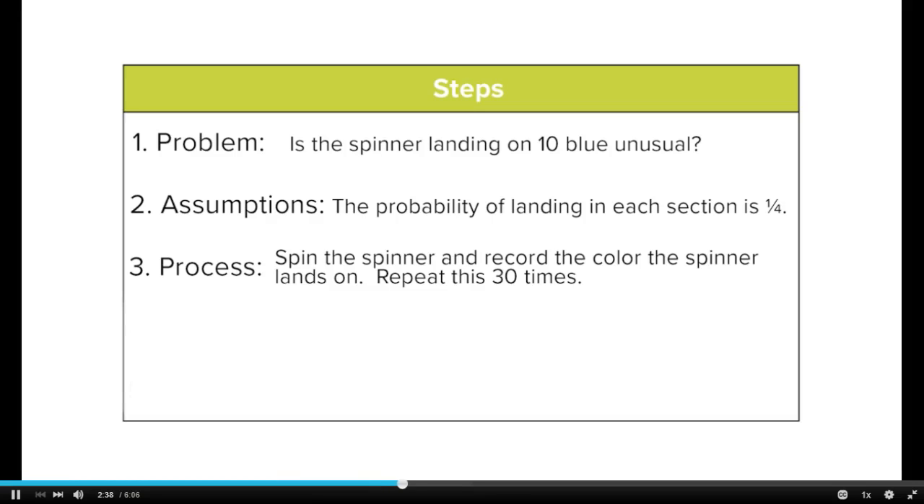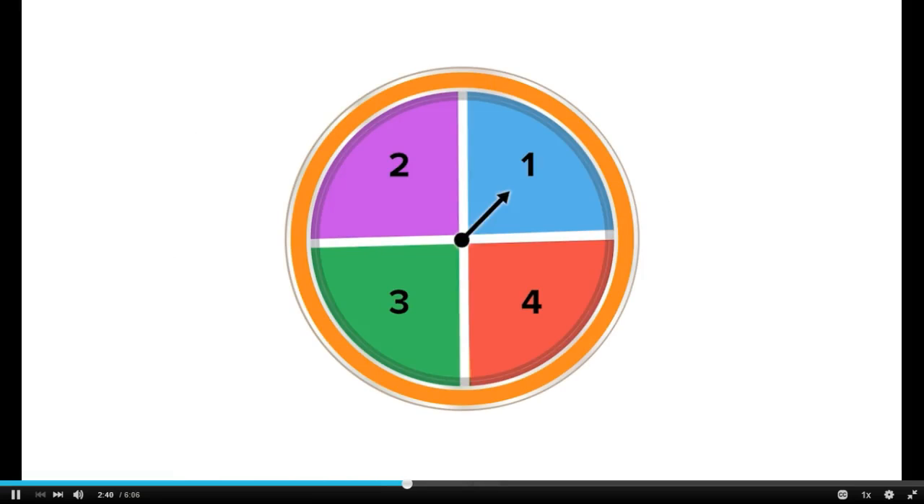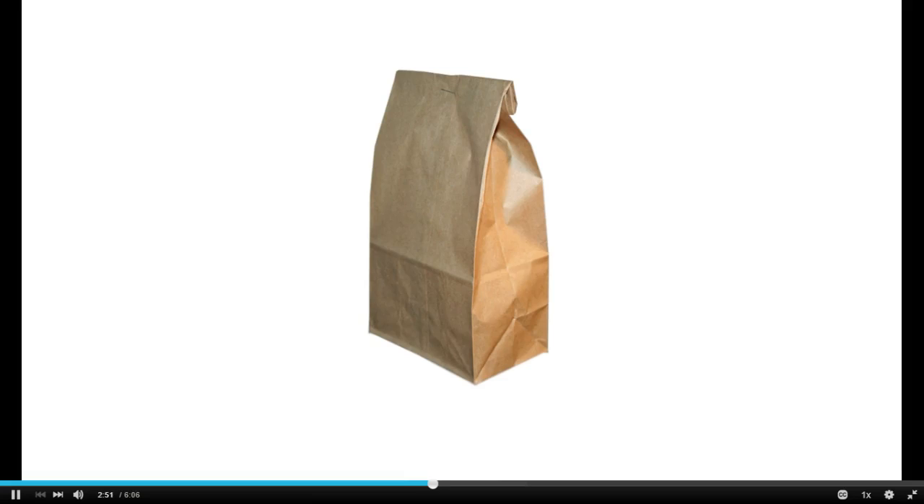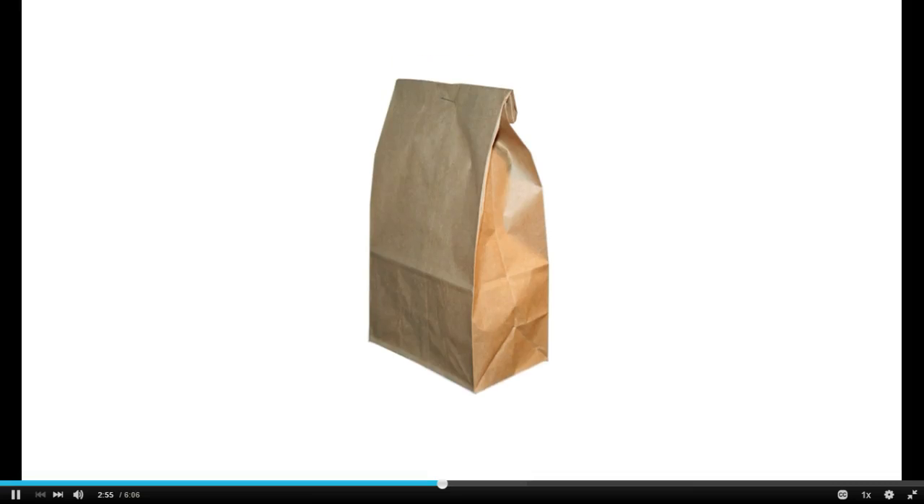Communicate how you are getting your results. So go ahead and spin the spinner and record the color the spinner lands on. Repeat this 30 times. Or if you're using a bag with crayons, then shake the bag of crayons, pick a color, record your results, put the crayon back, and repeat this 30 times. Go ahead and try it. Pause the video and spin your spinner 30 times and record your results.